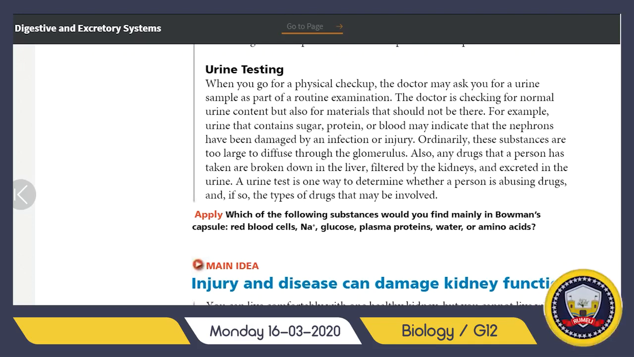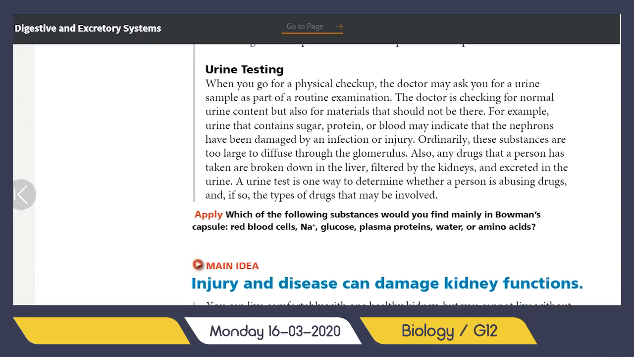Now, for example, urine that contains sugar, protein, or blood may indicate that the nephrons are damaged, or the capillaries are damaged also, or may indicate that your Bowman's capsule are not functioning properly. Okay? Now, or you have an infection of your kidney or an injury. Guys, these substances, if you remember, are too large to diffuse through the glomerulus. Okay? And if you find them inside the urine, it indicates that something is wrong.